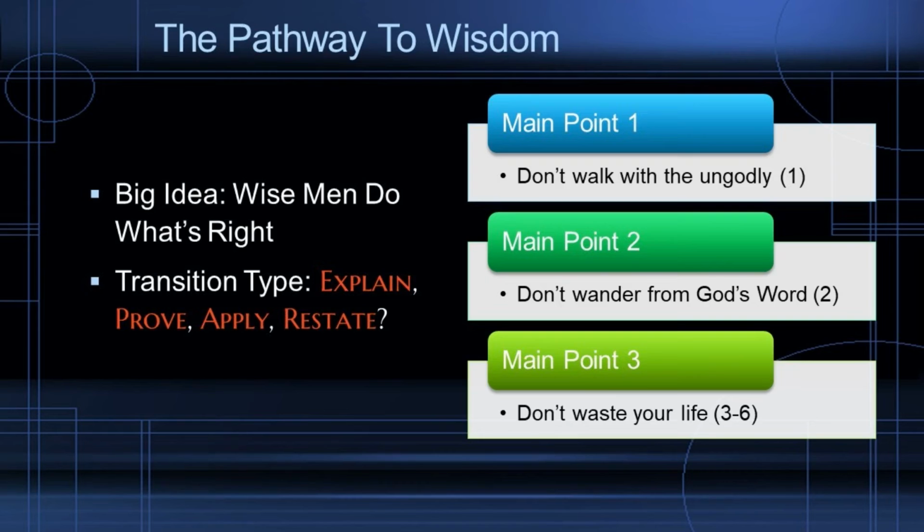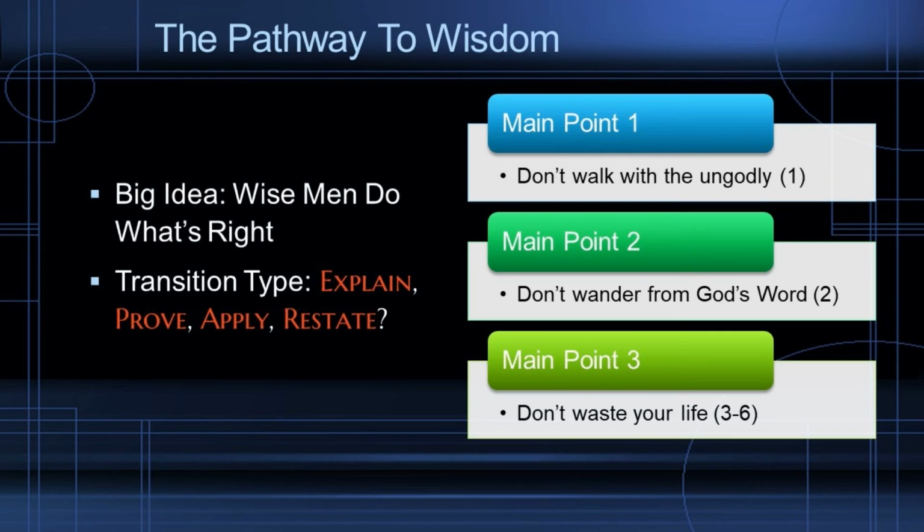Here's an example outline from a sermon that I preached on Psalm 1. Notice how the main points, in this case, relate to the big idea. The big idea, of course, as you see, is wise men do what's right. Wisdom is all about action. It's about responsibility. So my main points that I came up with, and these are all drawn straight from the text: Don't walk with the ungodly, verse 1. Don't wander from God's word, verse 2. Don't waste your life, verses 3 to 6.